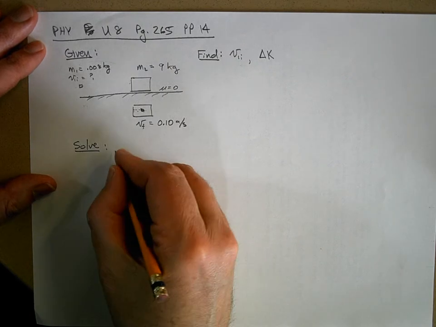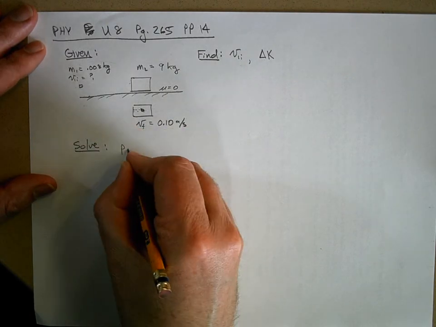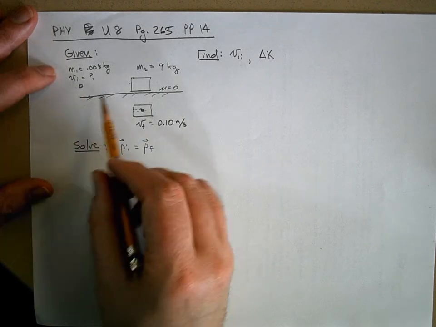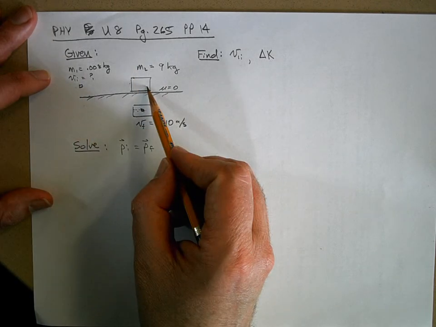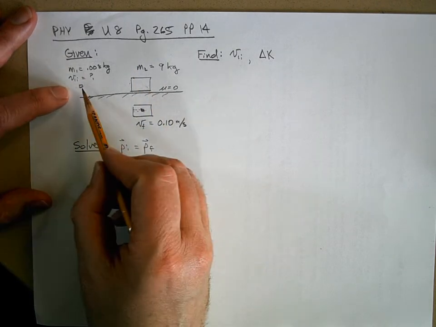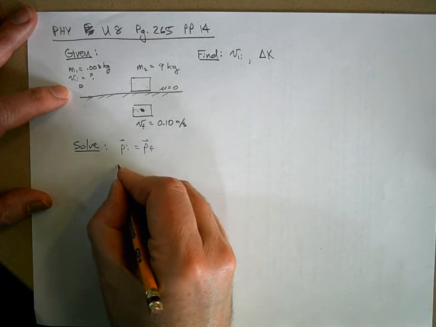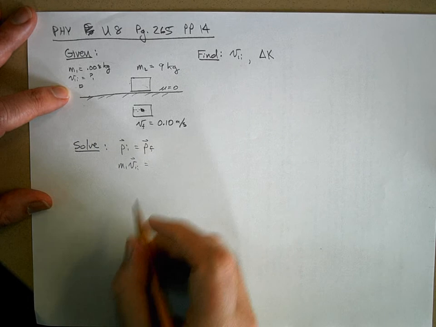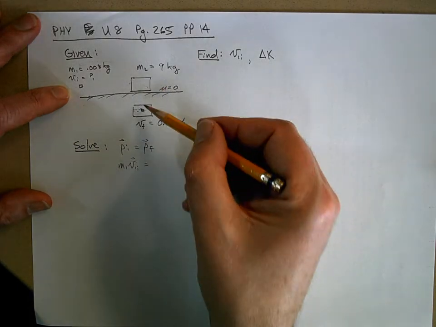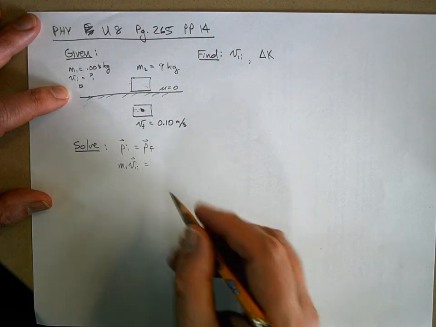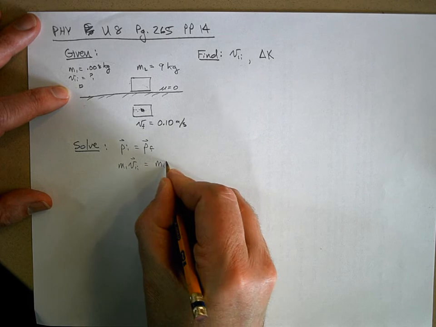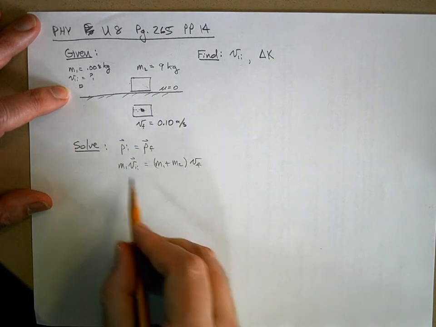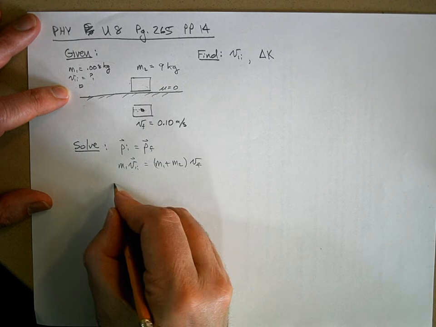So here we have a collision. So P initial equals P final. Now the initial momentum. Well, the block is not moving initially. So it's just M1 V1 initial is equal to, well, these two things are moving together. So I'm going to say it's M1 plus M2 times V final. And we know what that is. So now it's pretty easy just to solve for it.